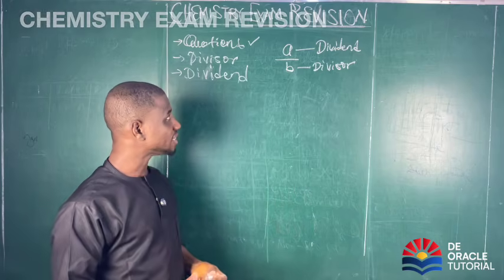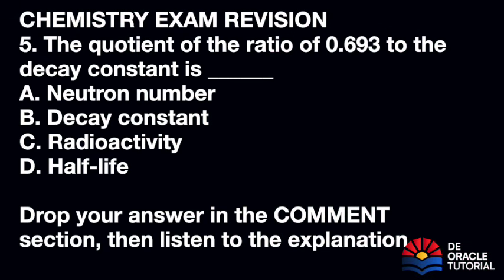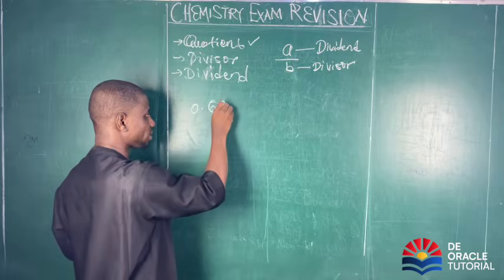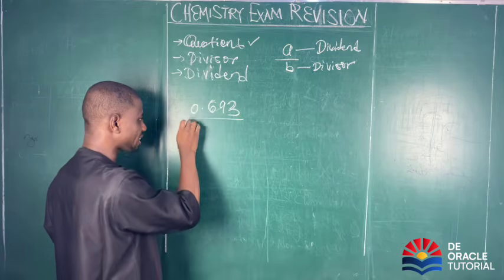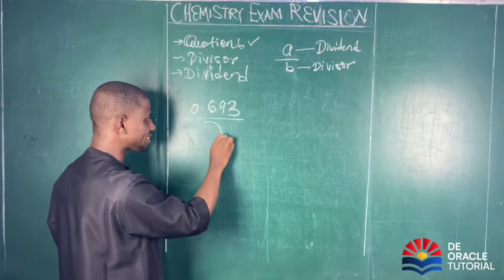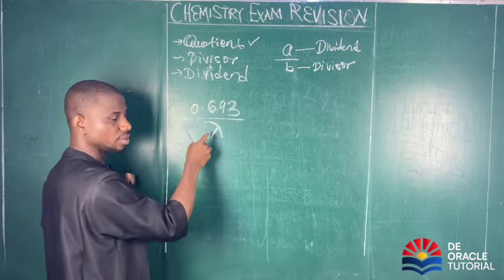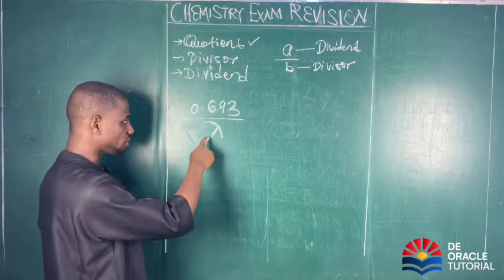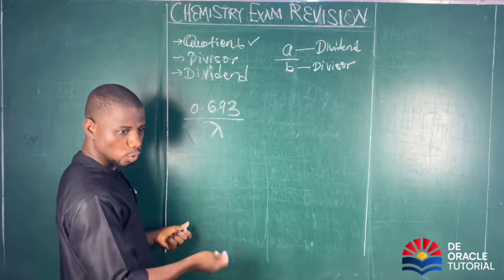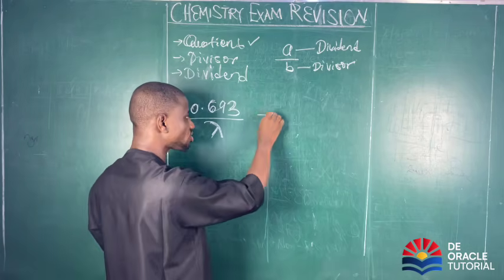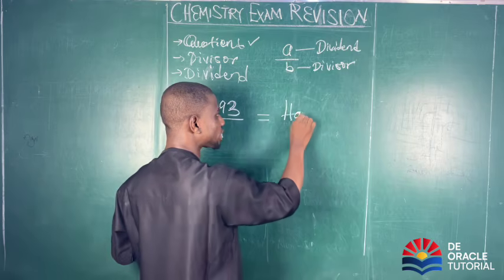Now the question says the quotient of the ratio of 0.693 to that of the decay constant. The symbol of decay constant is lambda. So 0.693 all over the decay constant is equal to what is called half-life.